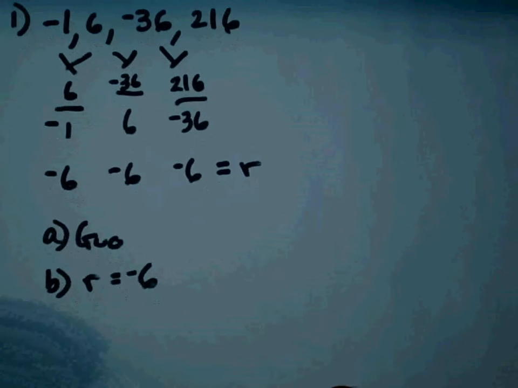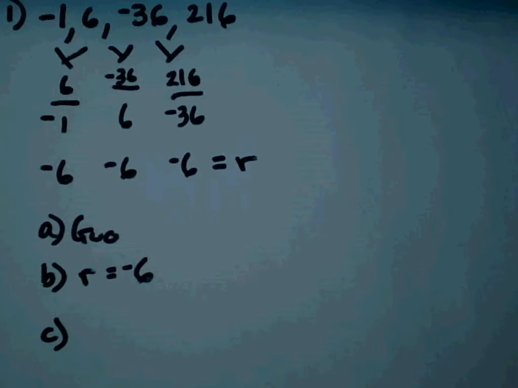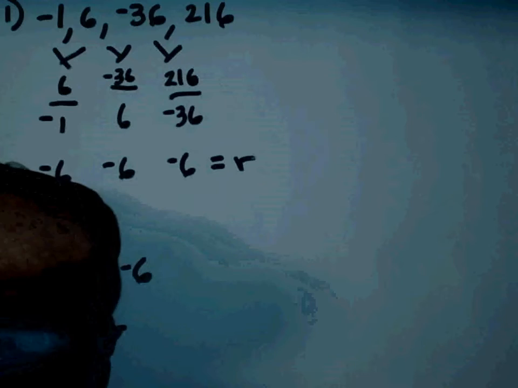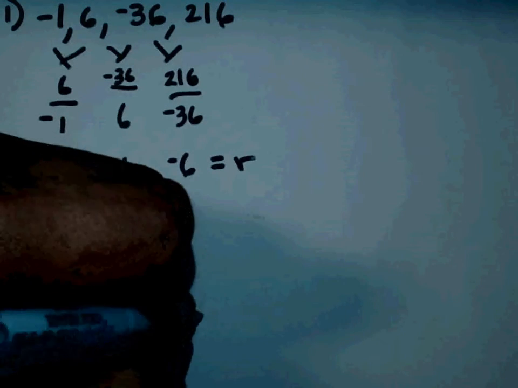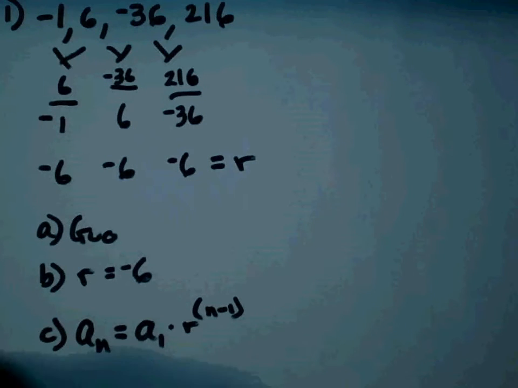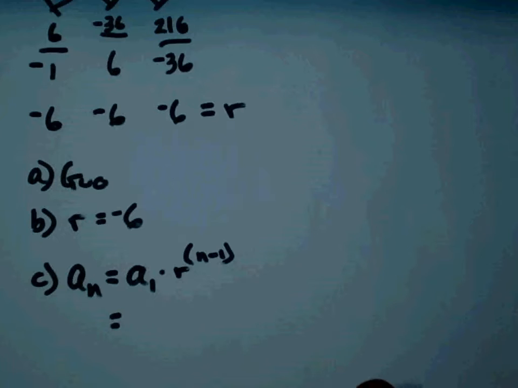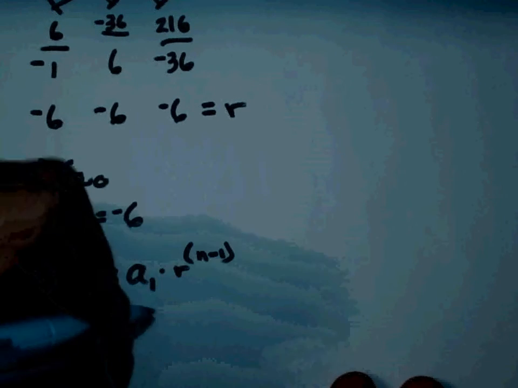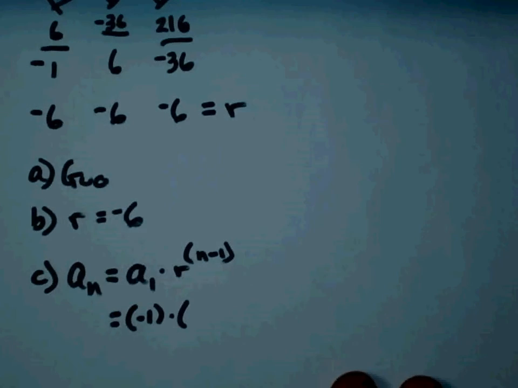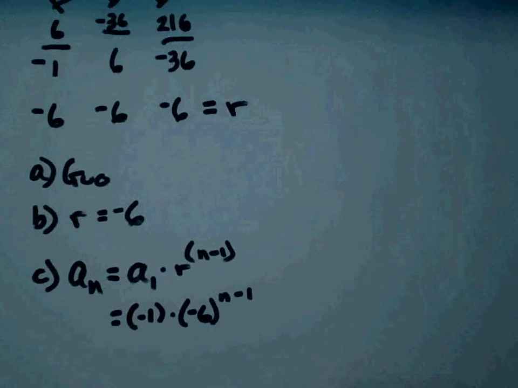All right, and part C wants you to write the explicit equation. We've been doing that pretty well in the growth and decay models as well. And so this is the explicit form. We're going to plug in what we know. What is my A1 value? What's the A1 value? -1 is the first term of the sequence. What's the common ratio? -6, the common ratio, raised to the n-1 power.